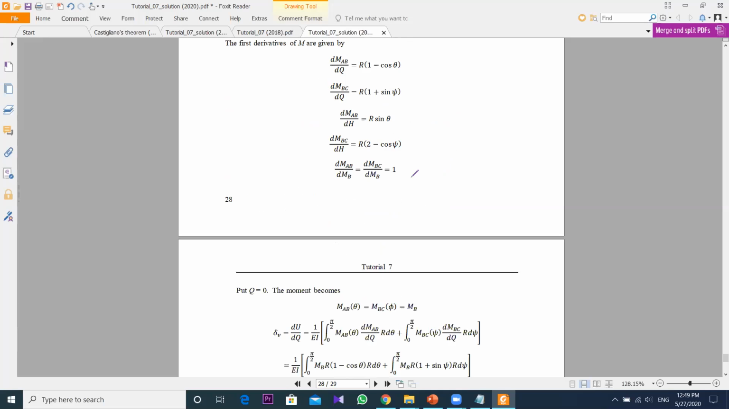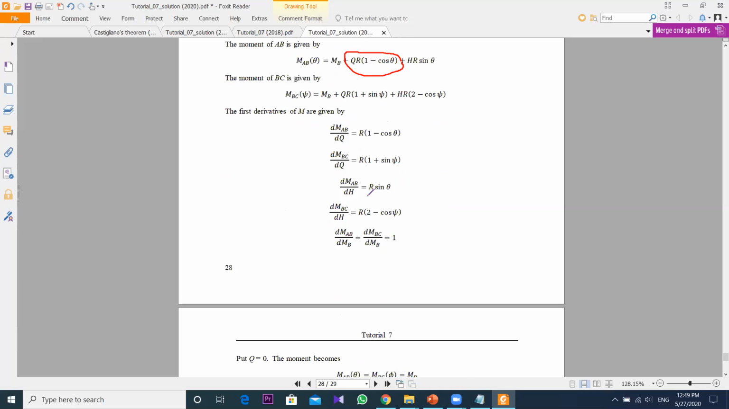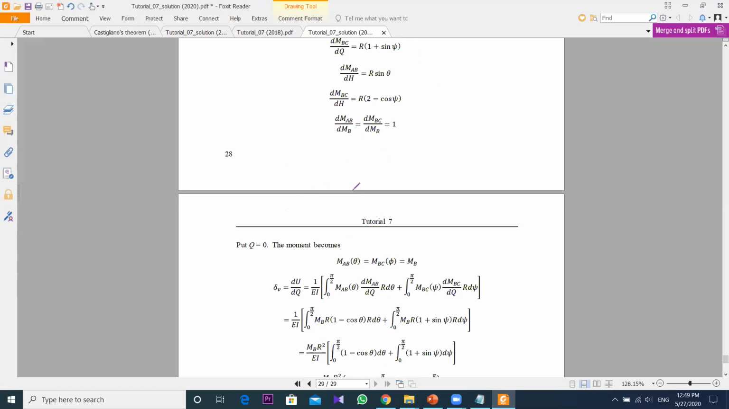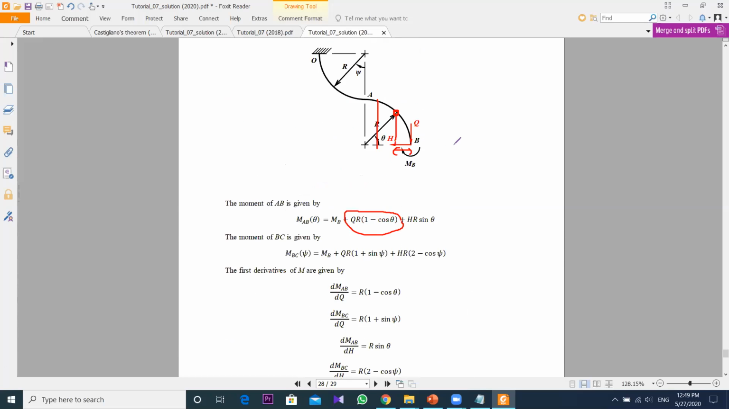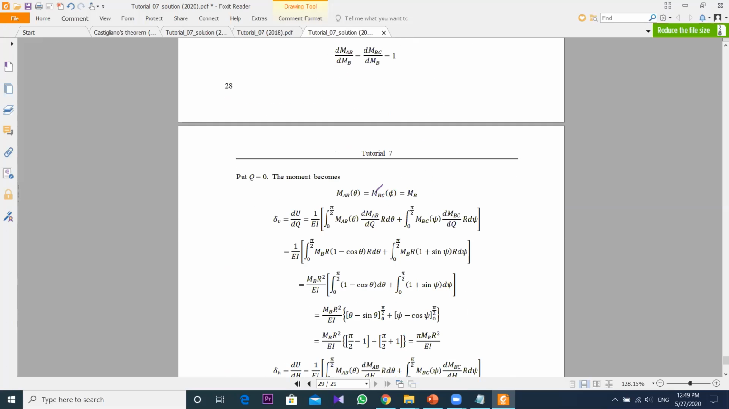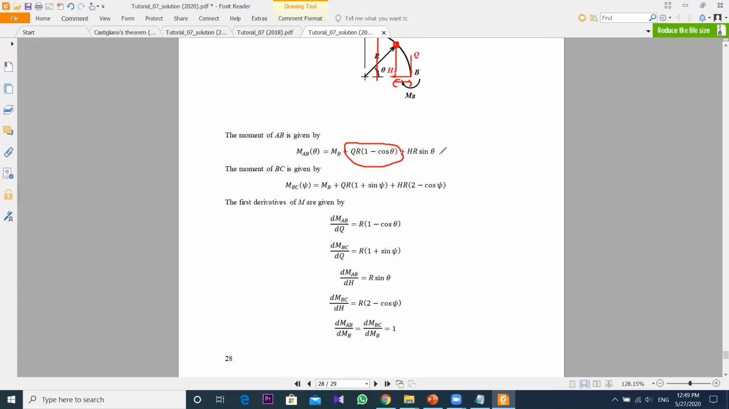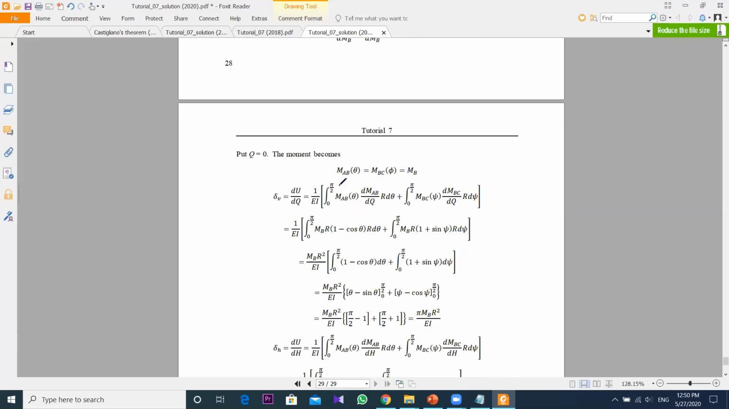Okay. Then we already found the first derivative as the bending moments. Then you can put Q and H equals 0 because both are dummy loads. Okay, we already introduced those loads. So Q equals 0, H equals 0. Then it will be MB, and this will also be MB. So there is no other bending moment. Yeah, you can see here.